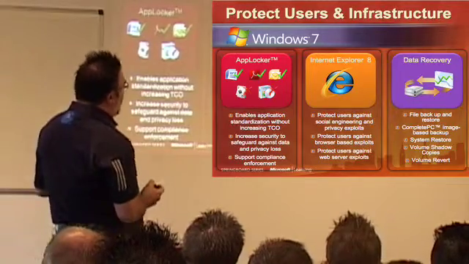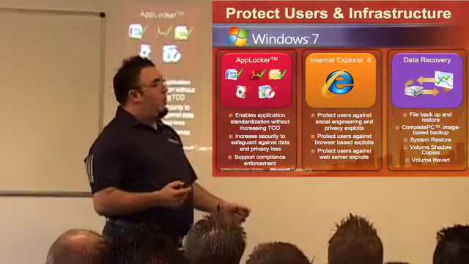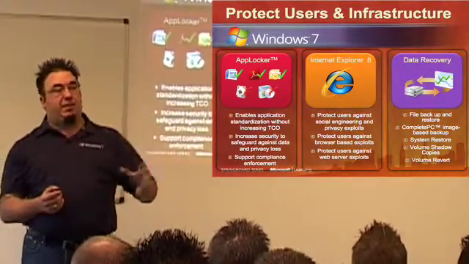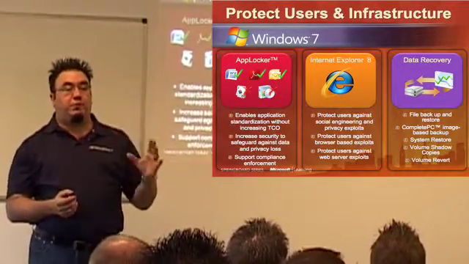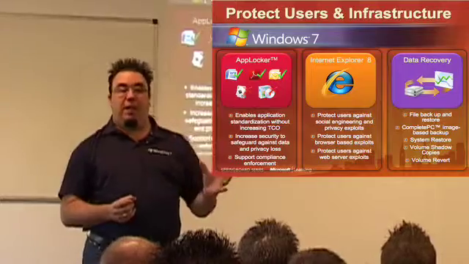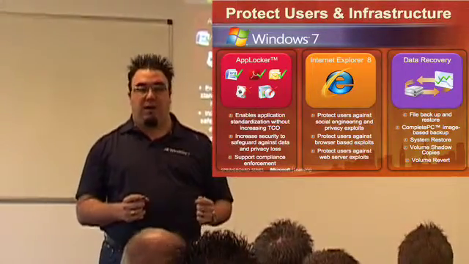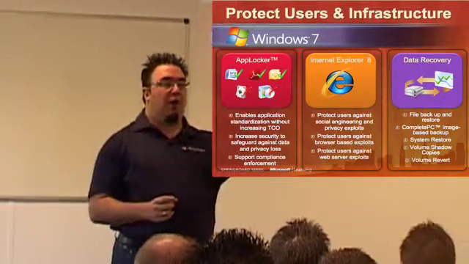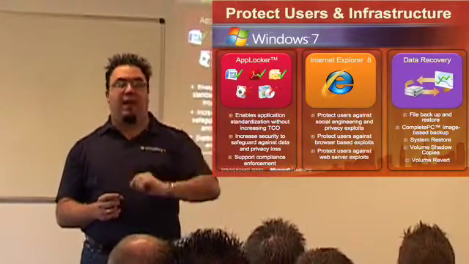We've added App Locker, which I'll show you a demo of in a few moments, IE8, and data recovery, where we can do a file backup and restore or make a complete image of that PC. And since Windows 7 supports boot from VHD, you can not only make an image of that PC, but turn it into a VHD and then boot from that. I love the fact that on my laptop I can boot into Server 2008 or boot into Windows 7. And it's not a dual boot, it's a boot from VHD.